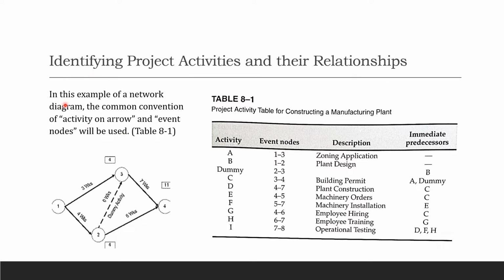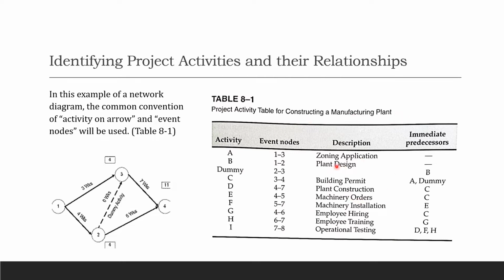So in this example of a network diagram, your example, table 8.1, the common convention of activity on arrow and event nodes will be used. So the project activity table for constructing a manufacturing plant is your example right here. So what are we doing? Here you're seeing the activity table, so therefore it consists of activities. What are we doing this table for? We're constructing a manufacturing plant.